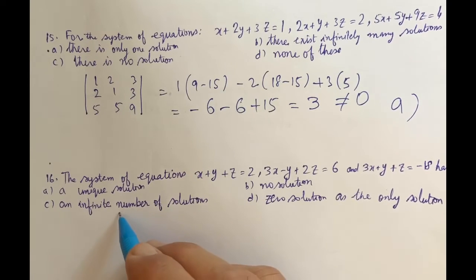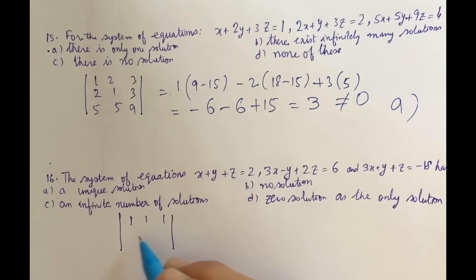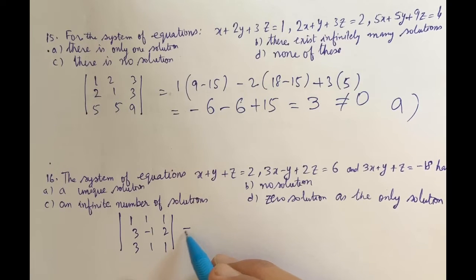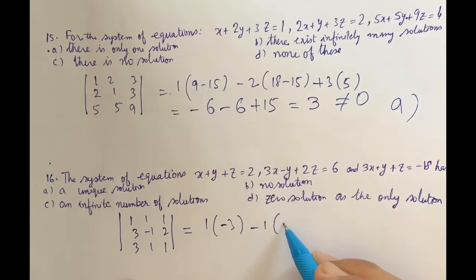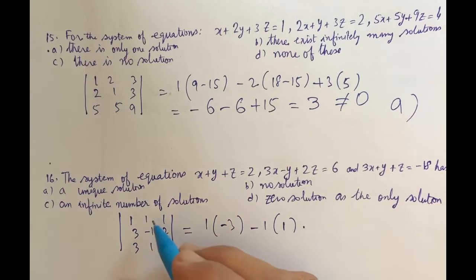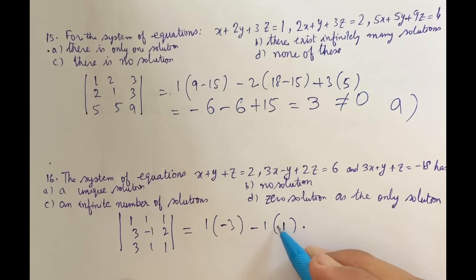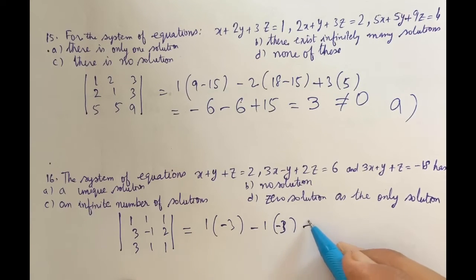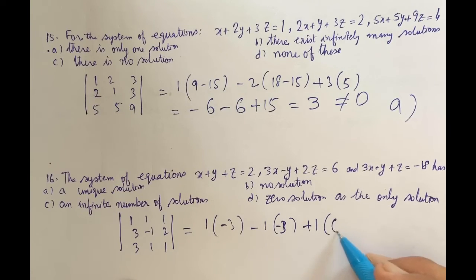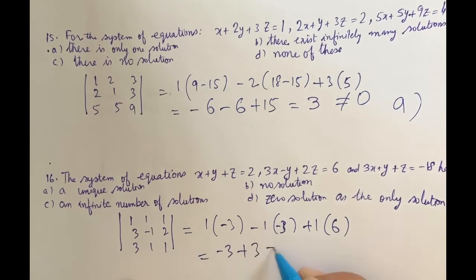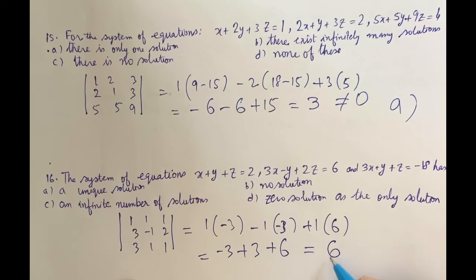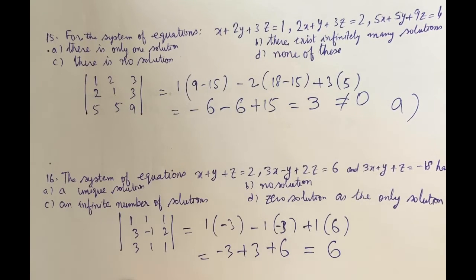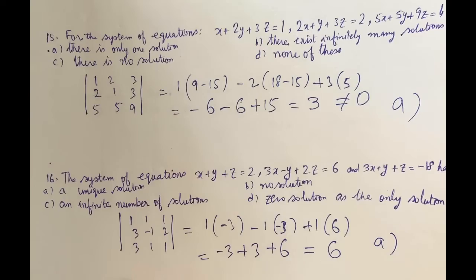Similarly for the next one, we find the determinant of the coefficient matrix 3, this is minus 1, 2, then 3, 1 and 1. This is equal to 1 into minus 1 minus 2 minus 3 minus 1, 3 minus 2. For this is 3 minus 6. 3 minus 6 is minus 3, and plus 1 into it's 3 plus 3, that is 6. So minus 3 plus 3 plus 6, which is 6. So this is not equal to 0. So that means we will have a unique solution. So this is the answer.